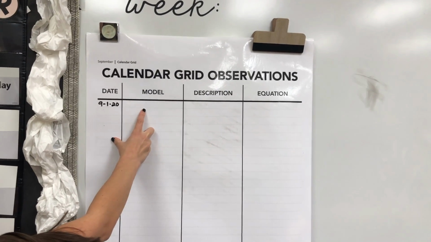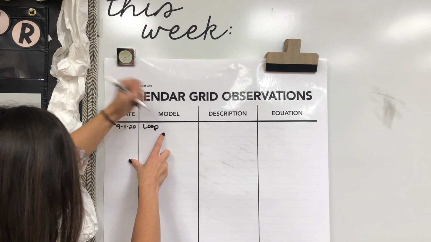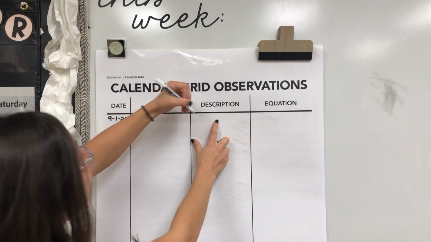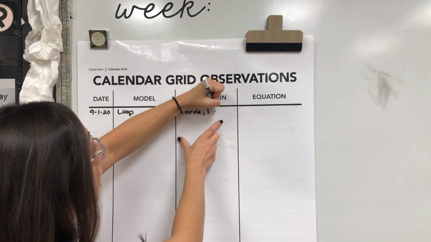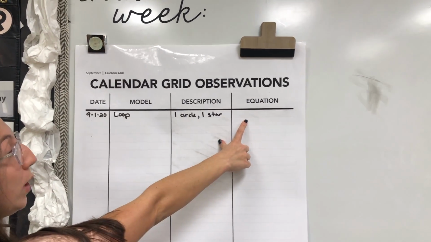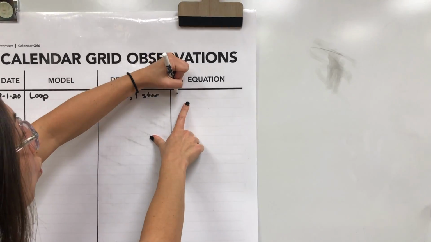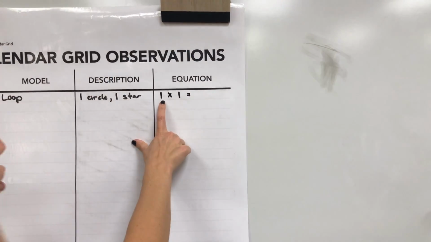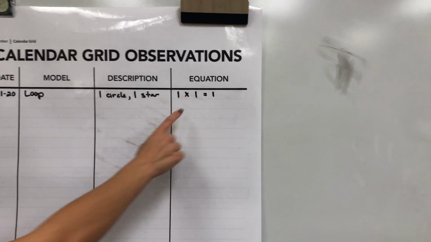For a model, what did we see? That model is called a loop because we saw a circle. That's what the model is called. For the description, we're going to write what we saw. So we saw one circle or one loop, and we saw one star. Using the information, we are going to make an equation. We're going to be making a multiplication equation out of our information. So I had one circle or one loop, and I'm going to multiply it by the one star that I saw. 1 times 1 equals 1 because I only saw one star.